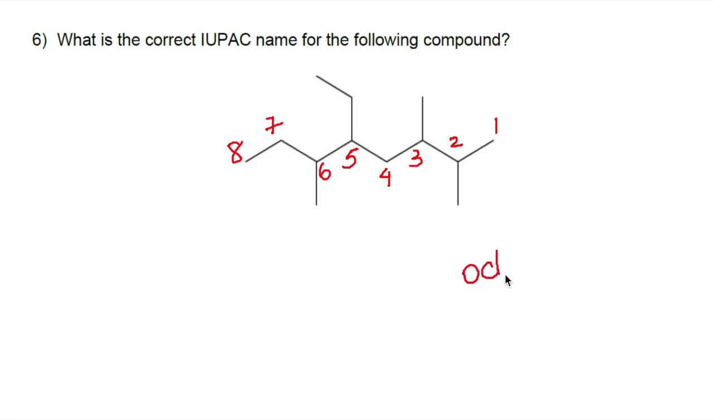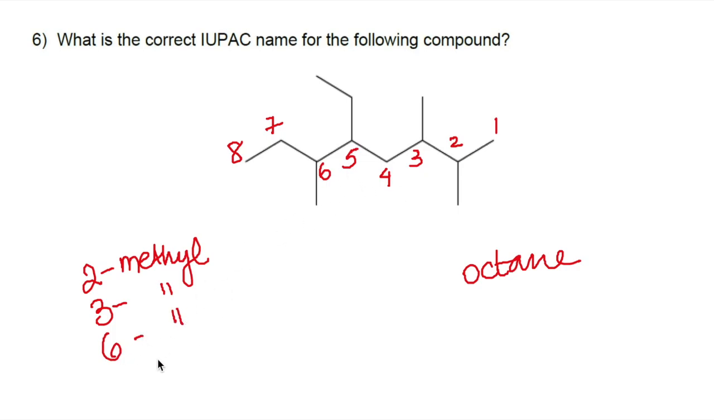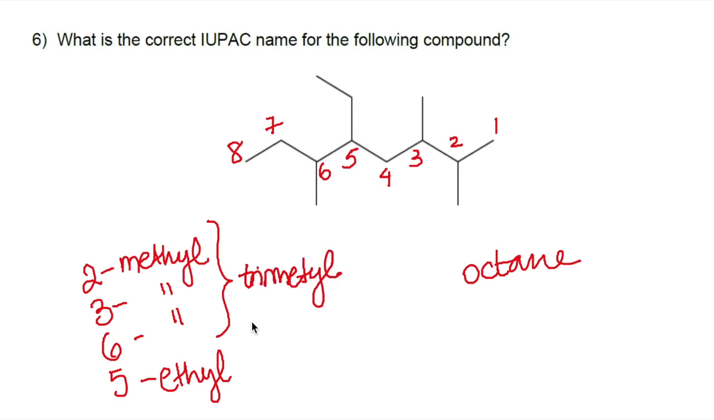So we know it's going to be an octane. And then at position 2, we have a methyl. So methyl, that is at 2. At position 3, we also have a methyl. At position 6, we also have a methyl. And at position 5, we have an ethyl. So I can group those three and call it trimethyl. And so here I'm missing an H. And the bottom one is going to be the 5-ethyl.